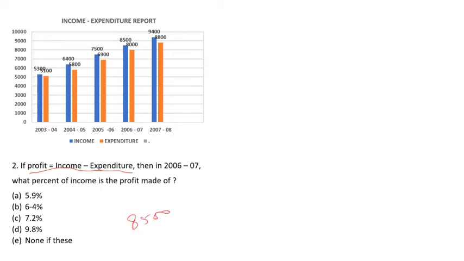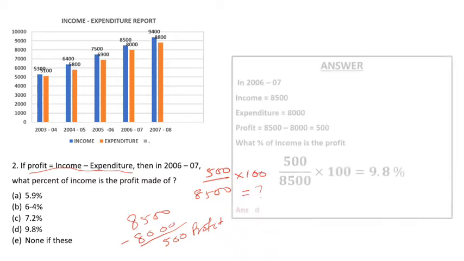Profit is equal to income minus expenditure. So 8,000 is the expenditure, so minus 8,000. So we got how much? 500 is the profit. Now this 500 is what percentage of the income? So we can say 500 divided by 8,500 multiplied by 100. So this is how much? This is the question. So let us see the answer here.